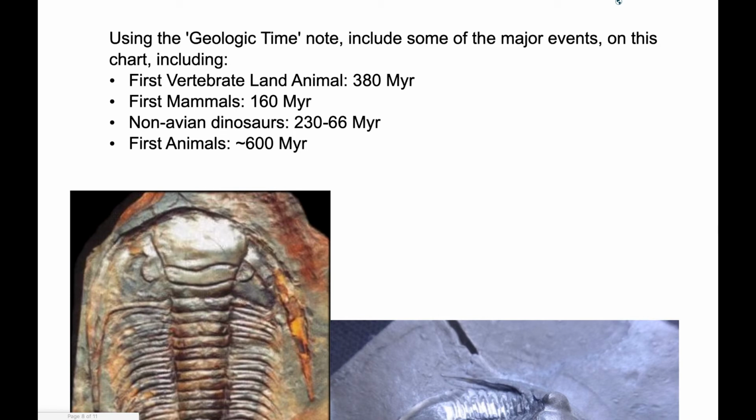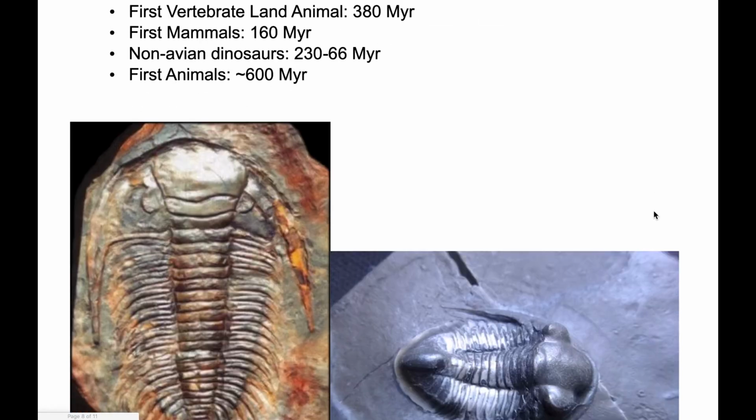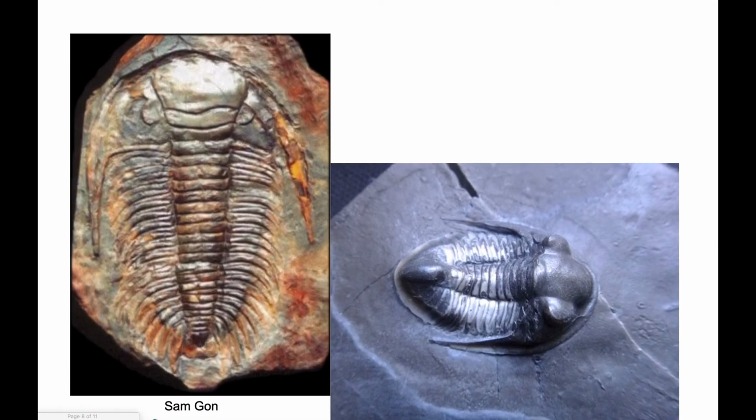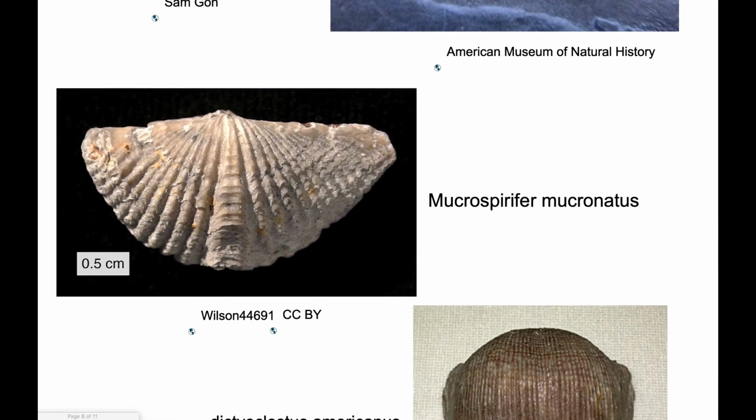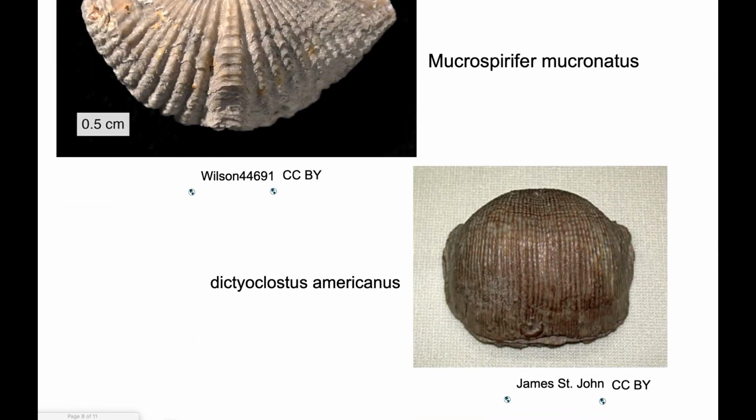So for example, when was the first vertebrate land animal around? Hint, it was about 380 million years ago. Label when the first mammals were around, when non-avian dinosaurs were around, and when the first animals were around. Here are some slightly better pictures. Here are some trilobites, and you can see different trilobites have different features, which makes them easy to identify. This is a shelled organism, another shelled organism, I will not pronounce it.